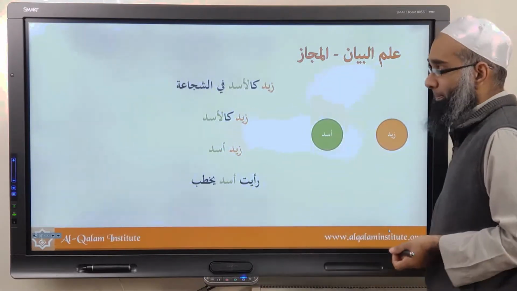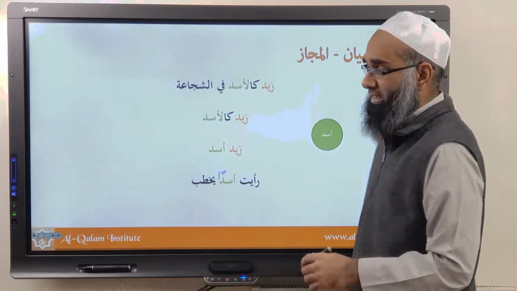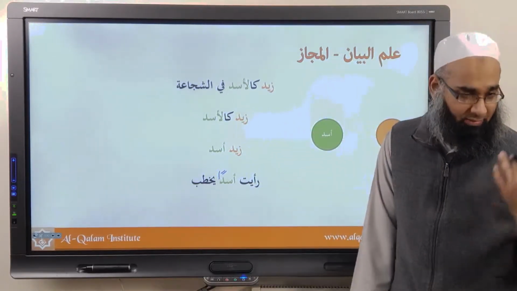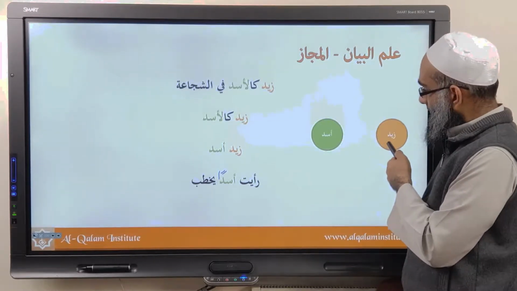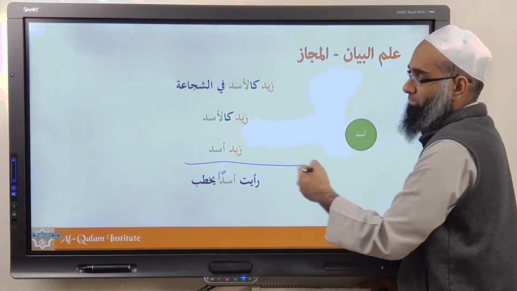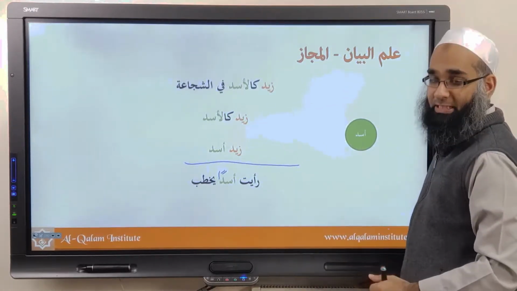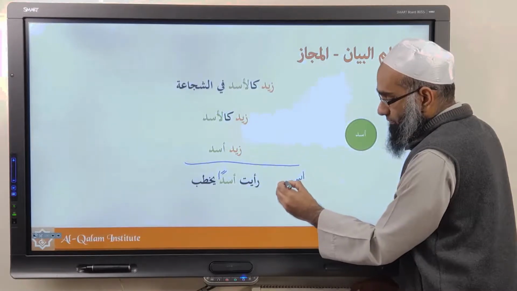But when you go to the next step and you say Ra'aytu asadan yakhtubu, I saw a lion giving a lecture. And what's happened to Zayd? It's gone. Zayd no longer exists. This now at this level becomes what? Majaz. And called Majaz, but a special type of Majaz called isti'ara.